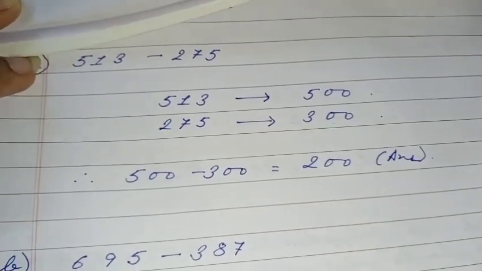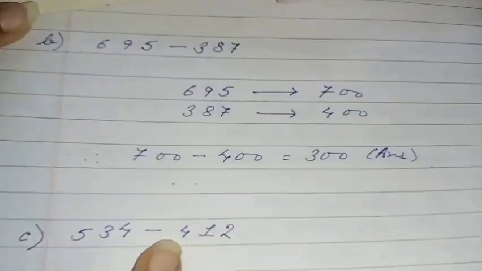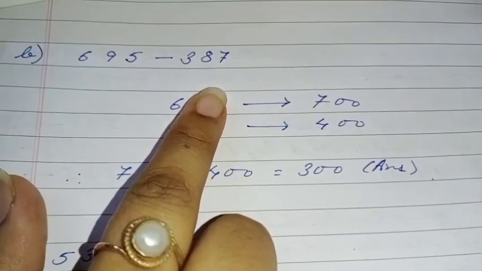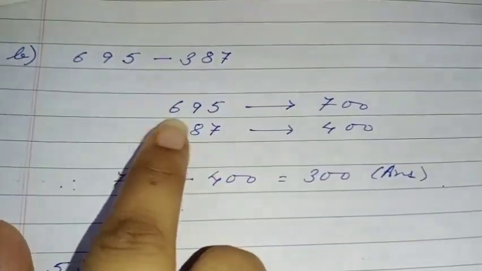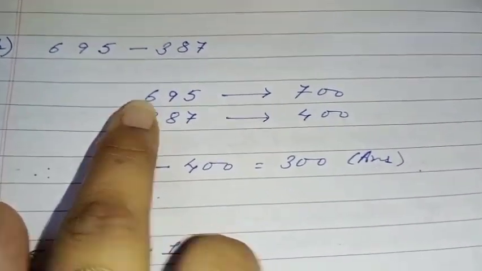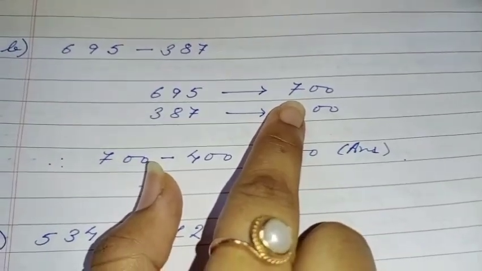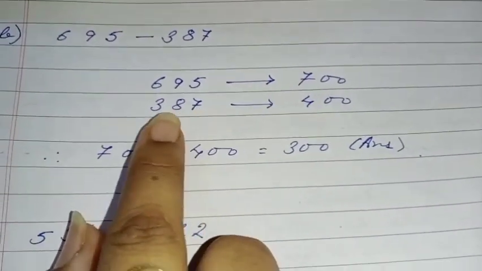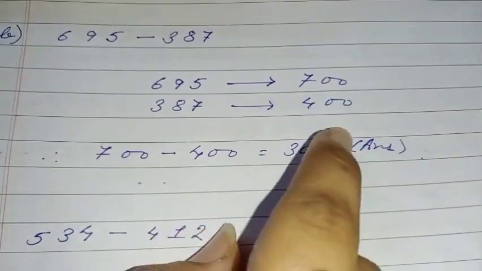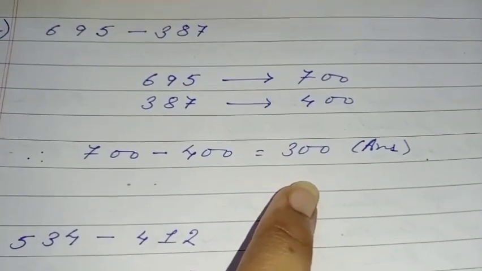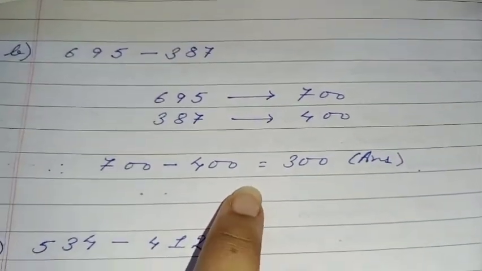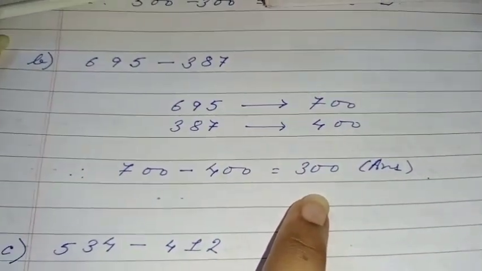Very easy. Next one, B. 695 minus 387. 695. Tens place 9. So 6 will go to 7. 387. Tens place 8. More than 5 again. 3 will be 4. So 700 minus 400. What will be the answer? 300. 700 minus 400. The answer will be 300.